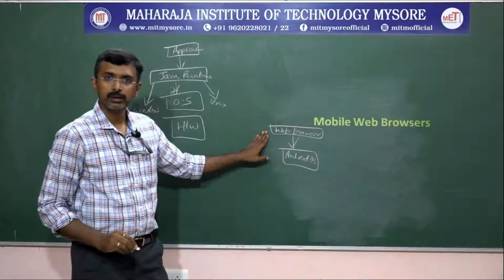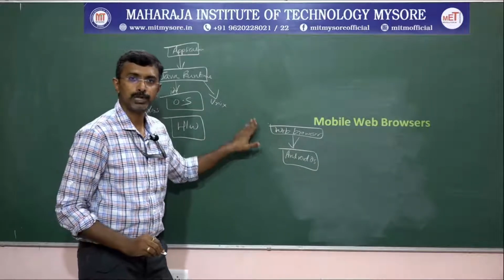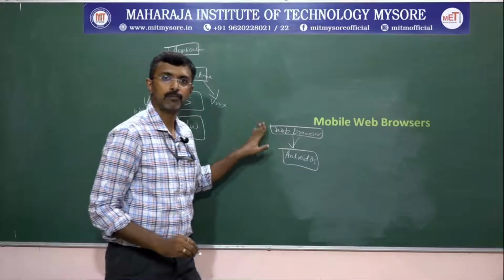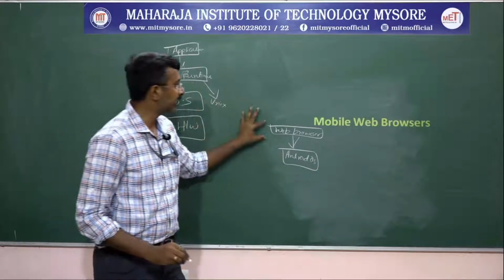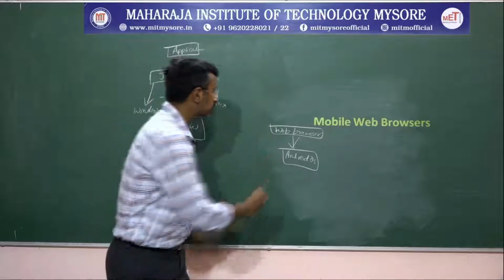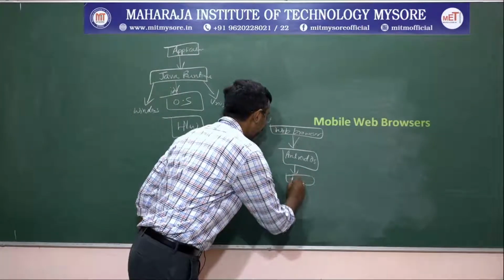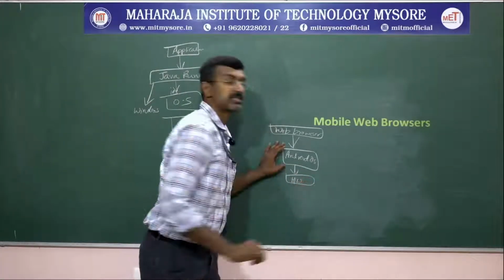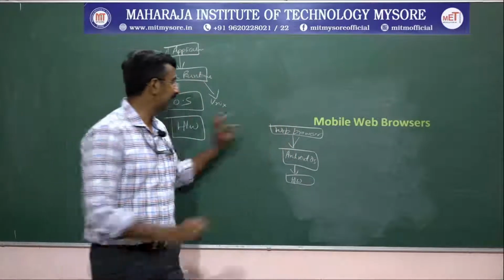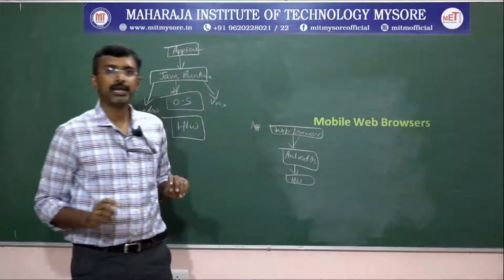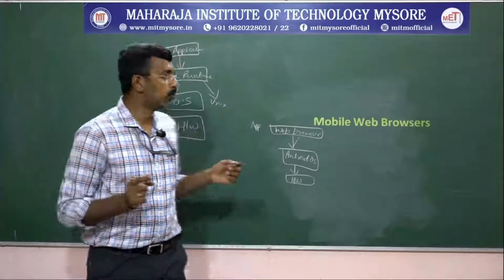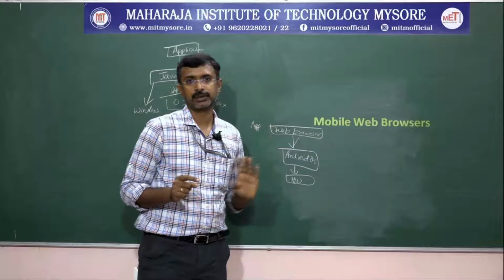It could be Chrome, Safari, Mozilla Firefox or UC Browser. Any browser will be interacting with the OS, and in turn it will interact with the hardware. Android OS means the complete architecture it wants. A web browser is nothing but an app, wherein web applications can be opened through the web browsers.